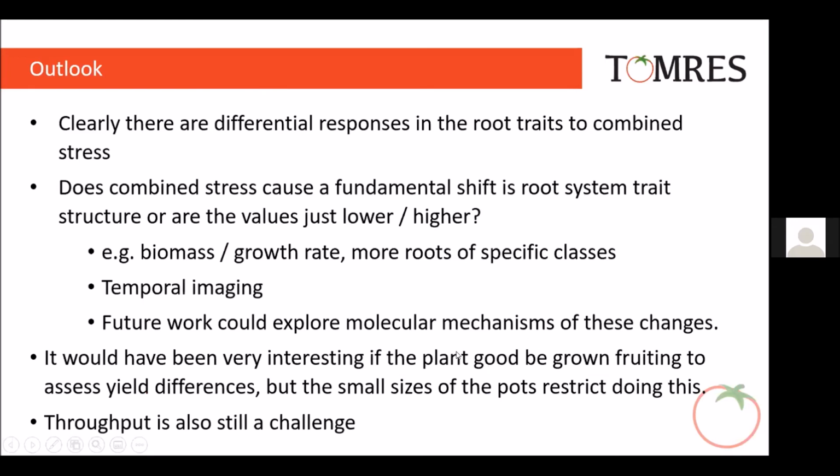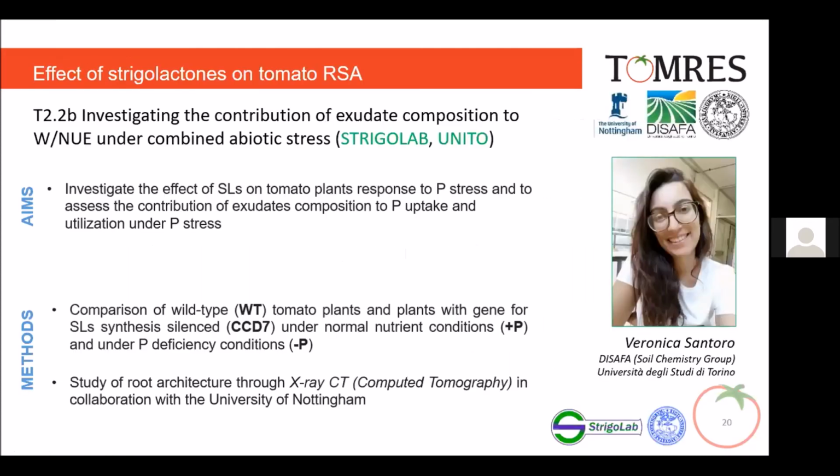We say there are some limitations to the method. It would always be interesting if we could grow these out to yield, but the plant pots are really too small to allow this. And throughput is still a challenge for screening more lines.